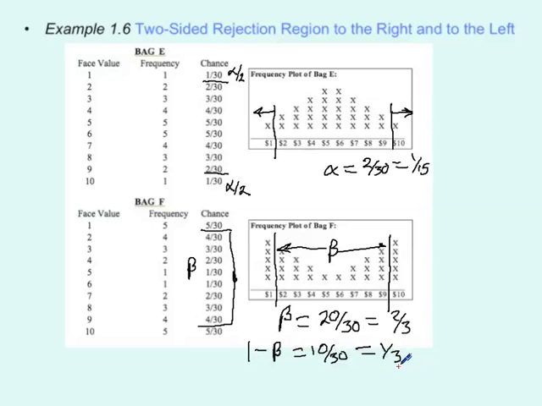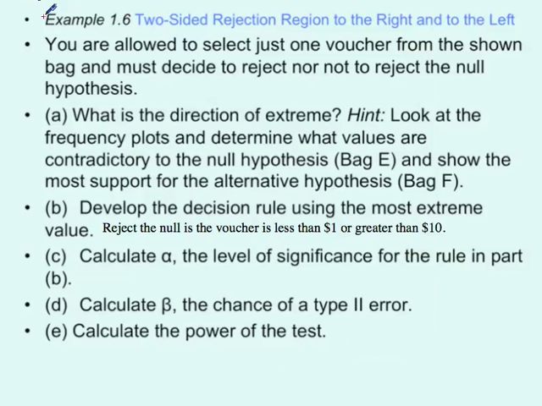Now, quick, just remind yourself what beta was, or 1 minus beta, the power of the test was. The power of the test was the probability of accepting the alternate when in fact it was true. In other words, it's the probability of making a correct decision when I'm holding bag F, okay? All right, so let's go fill all that in on our table over here, under the question, okay?